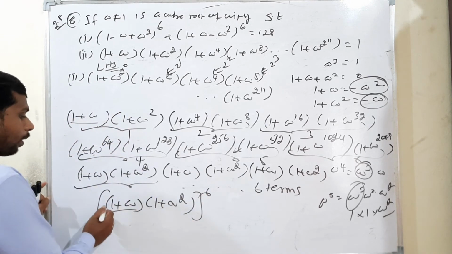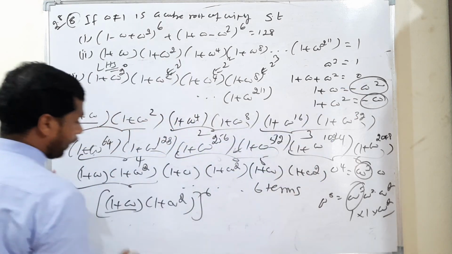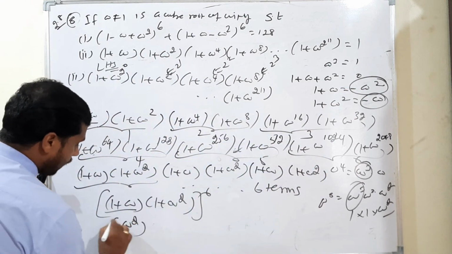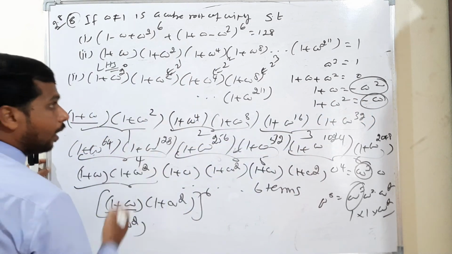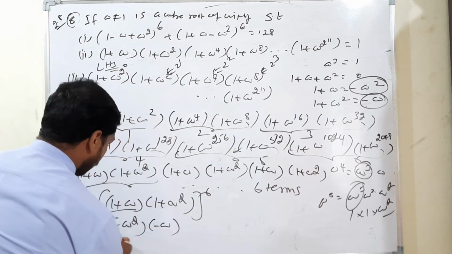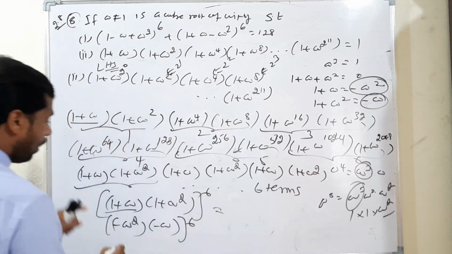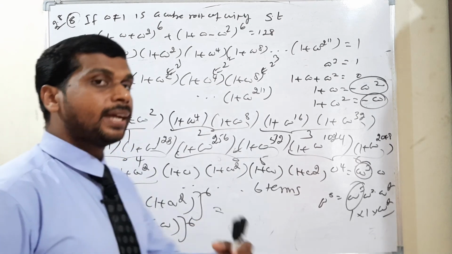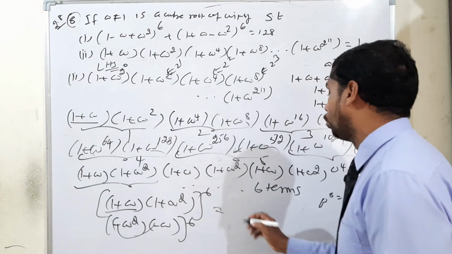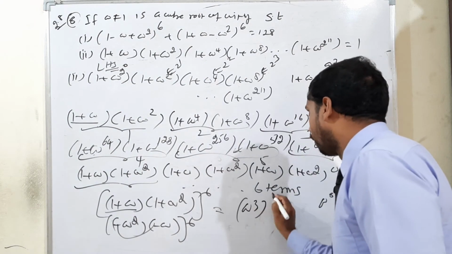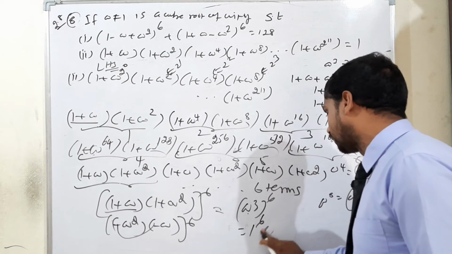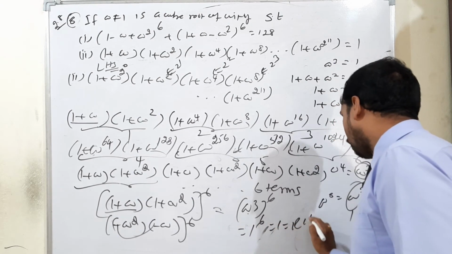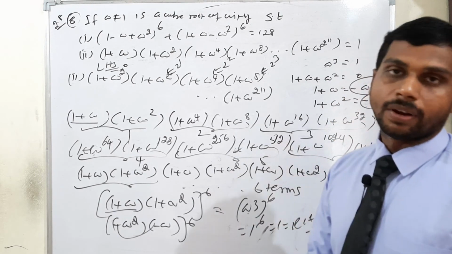Now already we know 1 plus omega is equal to minus omega square, as well as 1 plus omega square is equal to minus omega, the whole power of 6. Now minus into minus plus, omega square into omega means omega cube, the whole power of 6. Already we know cube root of unity means value will be 1. So 1 to the power 6 means answer will be 1. This is the RHS. Okay, one of the important 5-mark questions.